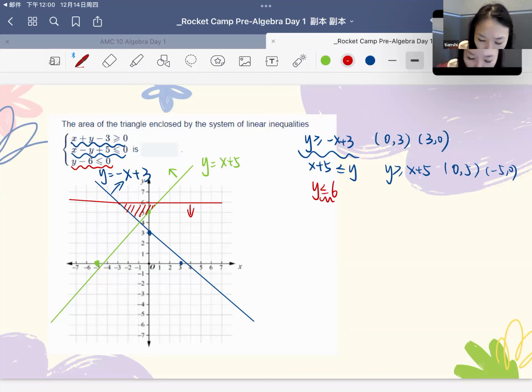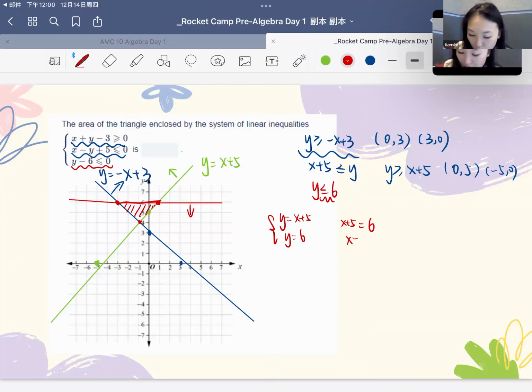So to find the base, we need to find the distance between these 2 points. So we need to find the intersection point. So y = x + 5 and y = 6. So what is this point? x + 5 = 6, so x = 1. So this point will just be (1, 6).